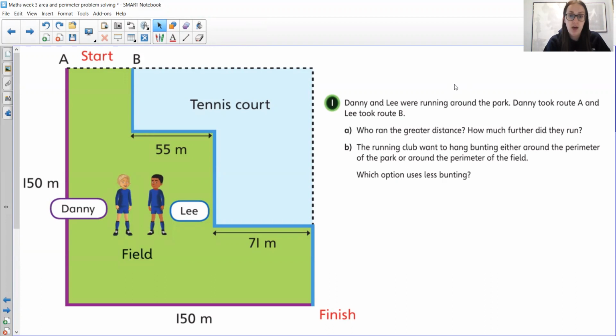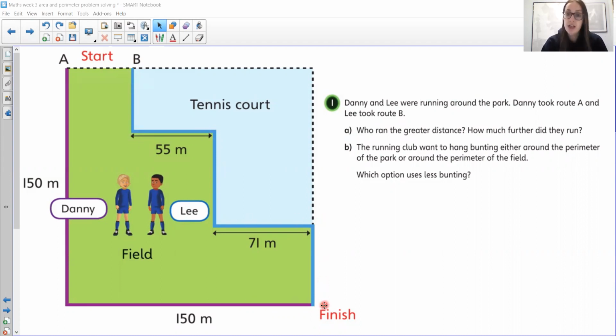As you can see from the picture, we've got a diagram, we have got a field, and we have got a tennis court, and they're joined together to make a square. I can tell it's a square because I know it's 150 metres by 150 metres, and this square represents the park. So Danny and Lee were running around the park. Danny took route A, which starts here, and he's gone along the purple lines to the finish. Lee took route B, so Lee is starting here, and he's the blue lines.